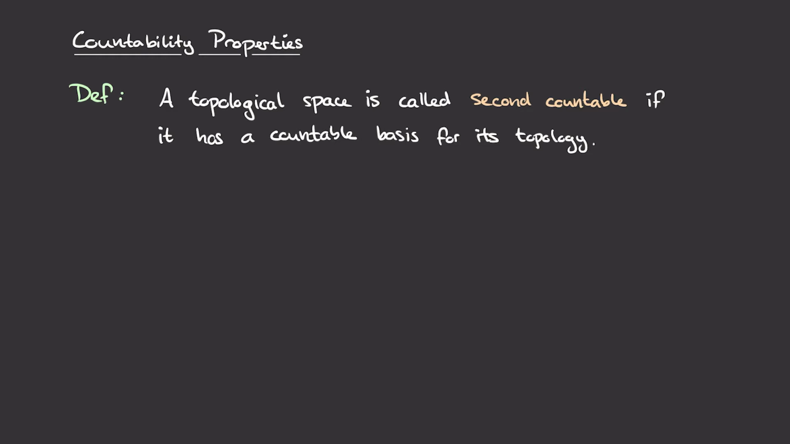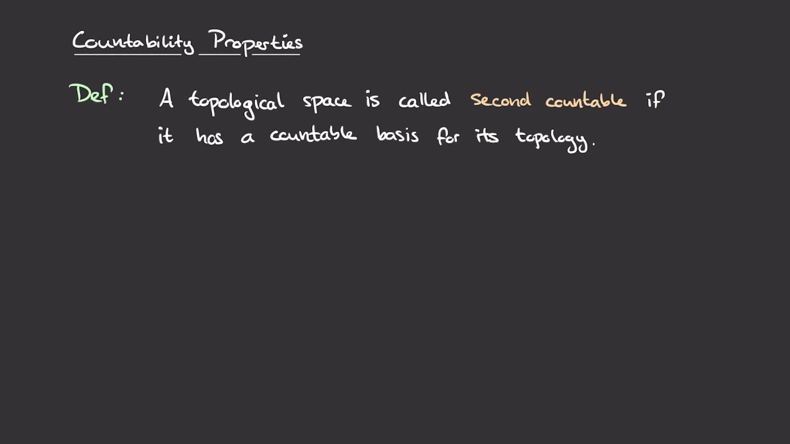In the last video, we talked about what it means for a collection of open sets to be a basis for a topology. And today we'll be using this notion of a basis in order to bound the size of a topology on some space. If we're given some topological space, then we call it second countable if it has a countable basis for its topology.